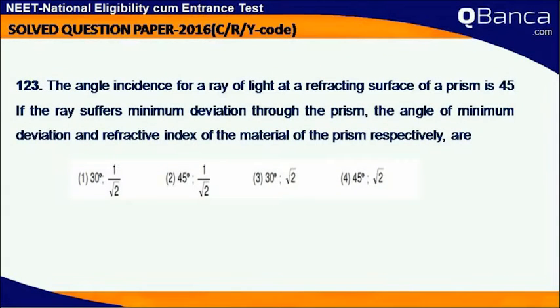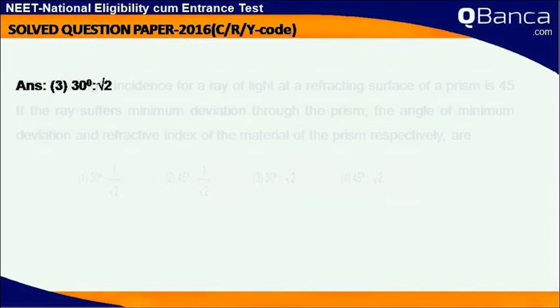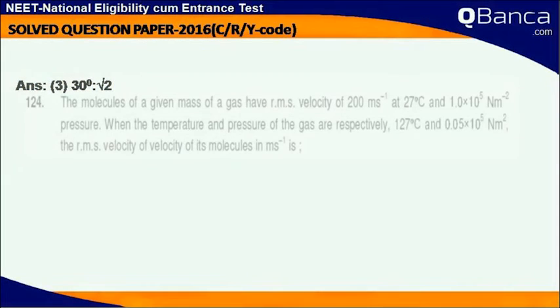The angle of incidence for a ray of light at a refracting surface of a prism is 45 degrees. If the ray suffers minimum deviation through the prism, the angle of minimum deviation and the refractive index of the material of the prism respectively are 30 degrees, root 2.